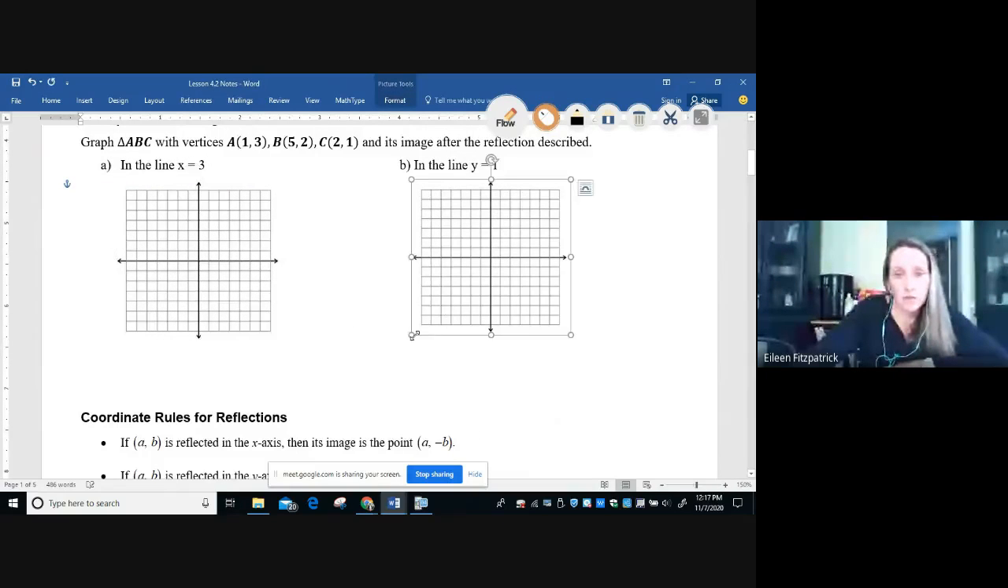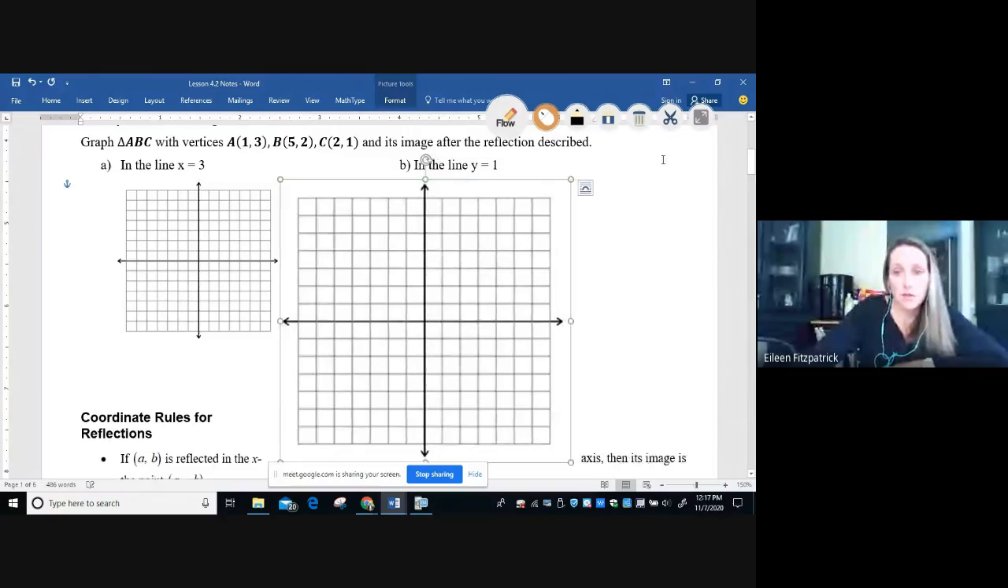All right, so we have to start with the same triangle. I'm going to start with triangle A (1, 3), B (5, 2), and C (2, 1). That is C.